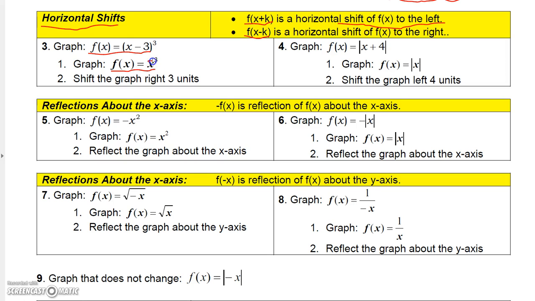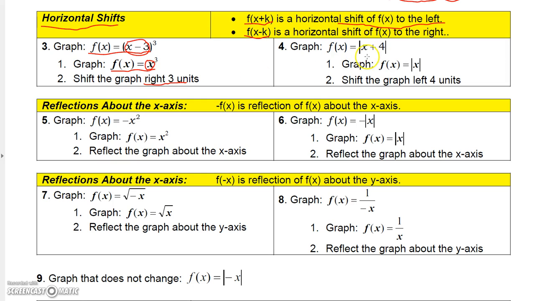For instance, if you look at this function, x minus 3 quantity cubed, it's really this function, x cubed, except that x has been replaced with x minus a constant. So as long as we know how to graph x cubed, then we can graph the quantity x minus 3 cubed by simply shifting the function to the right 3 units.